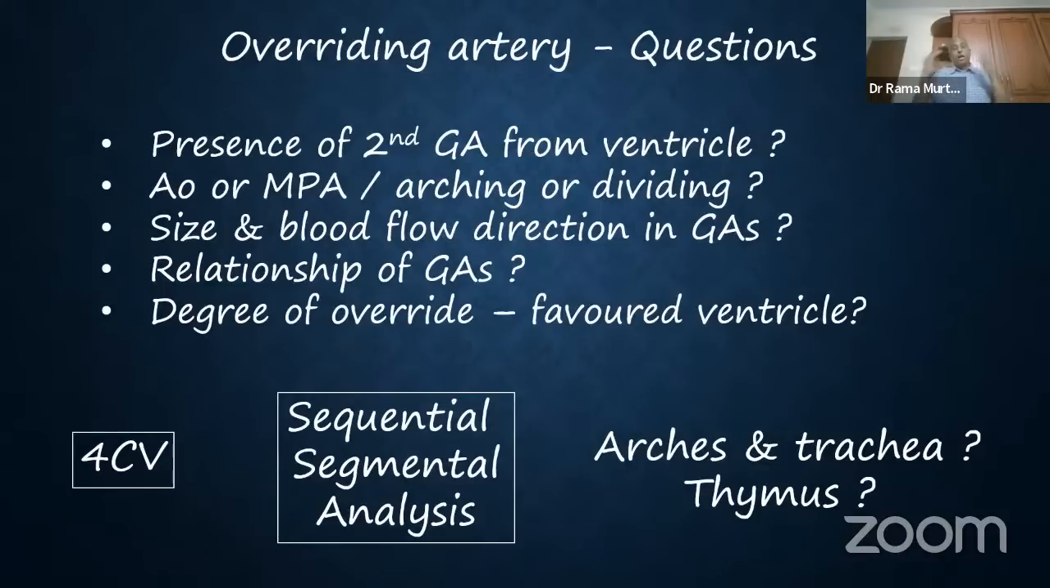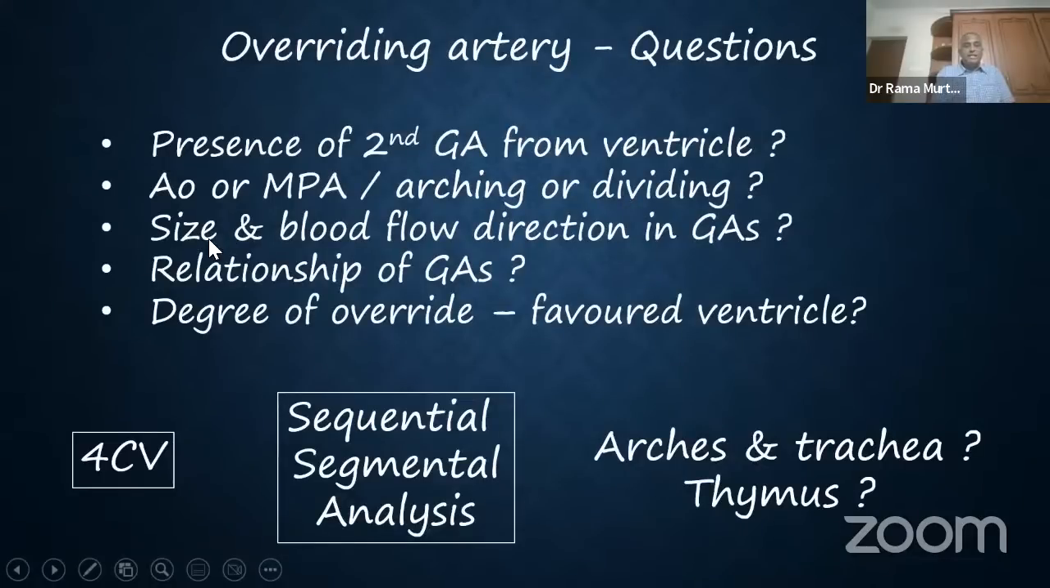And what questions are we going to pose to actually look at or solve this problem which has occurred in the outflow tracts, right? So the question number one I'm going to ask is, there is one overriding artery. Is there a second great artery arising from any of the ventricles, right? First question. Secondly, the overriding artery is there, but what is the nature of the overriding artery? Is it the aorta or is it the main pulmonary artery? Aorta if the overriding artery arches, or main pulmonary artery if it divides in the axial plane.